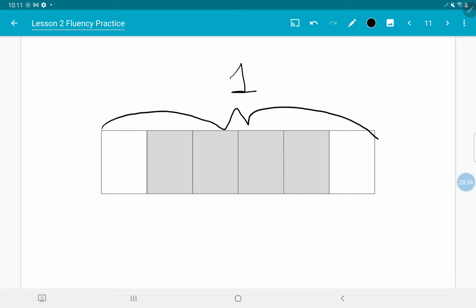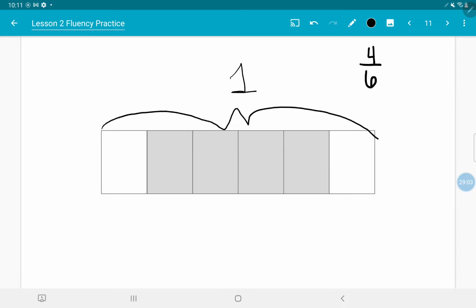What portion of that is shaded? Thank you, ma'am. Olivia, what portion is shaded? 4/6. 4/6 is shaded. How did you know that? Because there's 4 shaded and there's 6 in total. Very good. I have 4 parts shaded, and there's 6 parts in the whole. So the value of the shaded portion is 4/6.